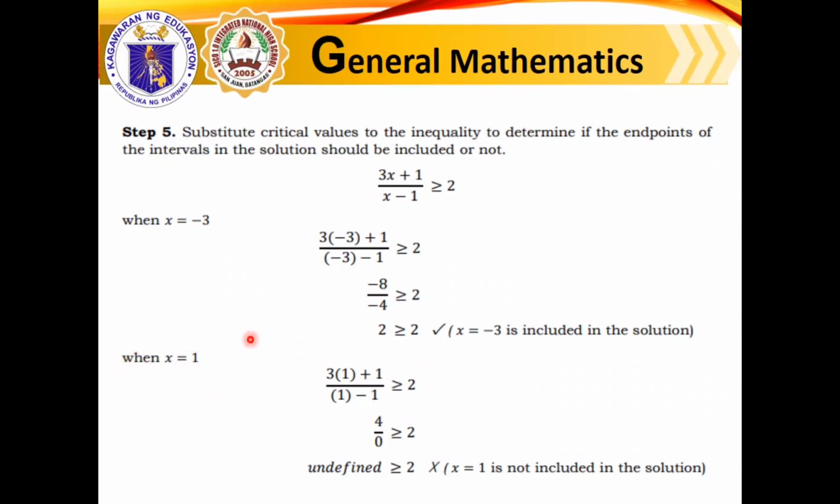Again, we will go back to the original inequality and substitute the value of x. So 3 times 1 plus 1 all over 1 minus 1 is greater than or equal to 2. 3 times 1 is equal to 3, plus 1 is equal to 4. 1 minus 1 is 0. So as you can see, 4 divided by 0 is undefined. Undefined greater than or equal to 2 is not a solution. So x equals 1 is not included in the solution.